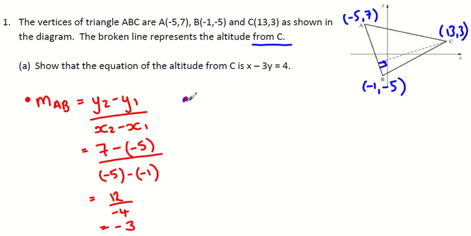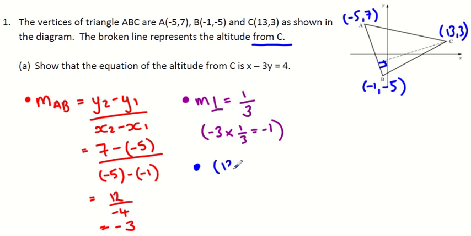The next bit of working would be to find the perpendicular gradient. So if we have -3 over 1, flip that and change the sign, and we get positive 1/3. If you were to prove that, you would just write this is since -3 times 1/3 equals -1. Then we need to substitute our coordinates 13, 3, since it's the altitude from C. That's going to be my a and b, and my perpendicular gradient, 1/3.